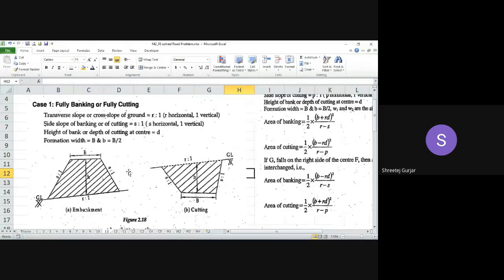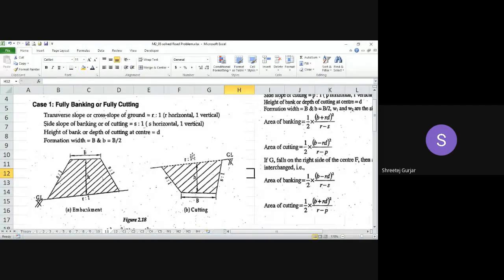So one more important thing. Your ground level will have some slope. In both of these figures, you can observe either in embankment or in cutting, your ground level will be sloped. But your formation level, that is your B, this is your formation, and this is your formation level at the bottom in your cutting, will always be level. It will not have any kind of slope. The ground will always have some slope, that is R to 1. So this is a transverse slope.